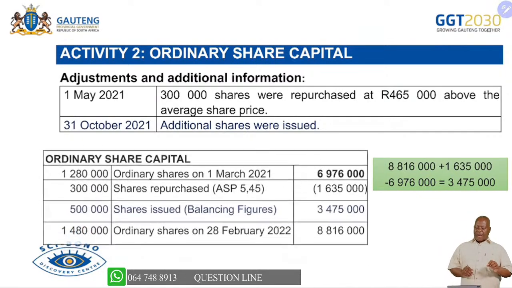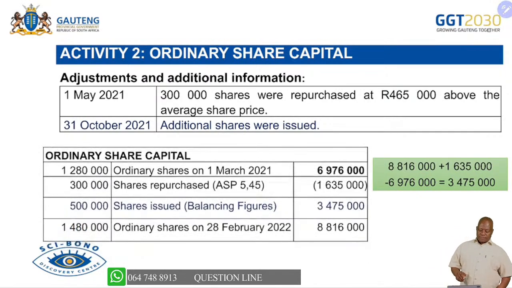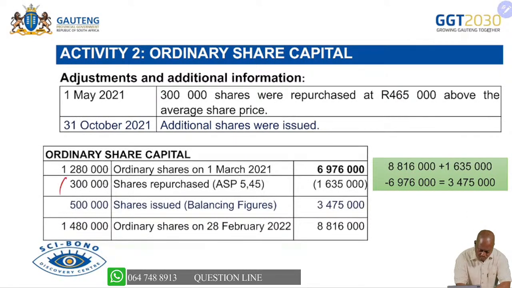We also need to find the number of shares. Remember, we are starting from the bottom, 1,480,000 plus 300,000 minus 1,280,000, we get 500,000 shares. So it means 500,000 shares have been issued during the year for how much? 3,475,000. If we want, we can even show how much is the value per share. How much is the share price when we are issuing this? Ordinary share capital, done, dusted.